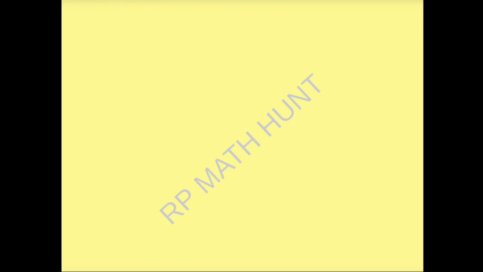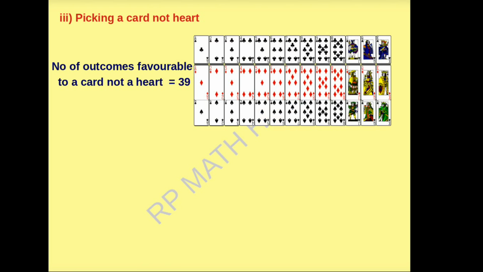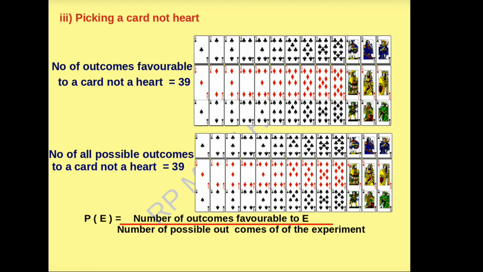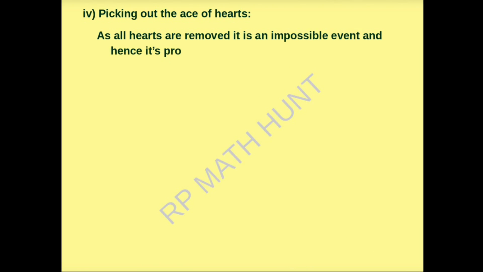Third, picking a card not a heart. Number of outcomes favorable to a card not a heart is equal to 39. Number of possible outcomes is equal to 39. Therefore, probability of the event is equal to FO by TO, that is 39 by 39, that is equal to 1. It's a sure event. Picking out the ace of hearts: as all hearts are removed, it is an impossible event and hence its probability is 0.